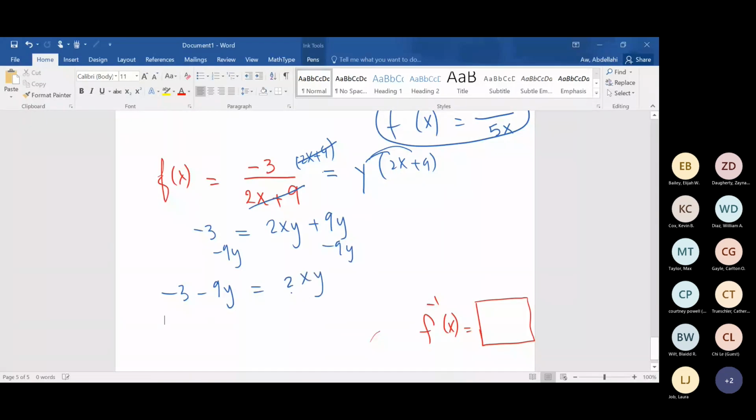So we're going to divide by 2y to get x by itself, right? Yeah, and so then you get x in terms of y. So you get f inverse of x is equal to -3 minus 9x over 2x. Thank you. That's exactly good. Thanks very much. Okay, everybody see that?